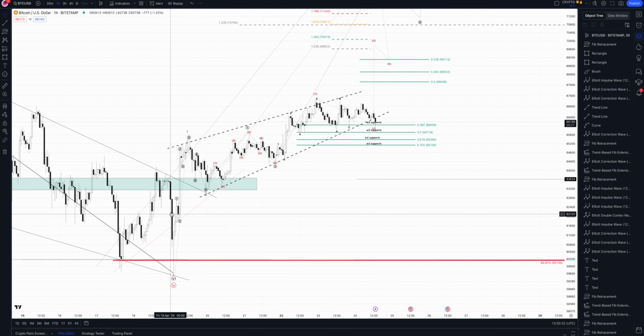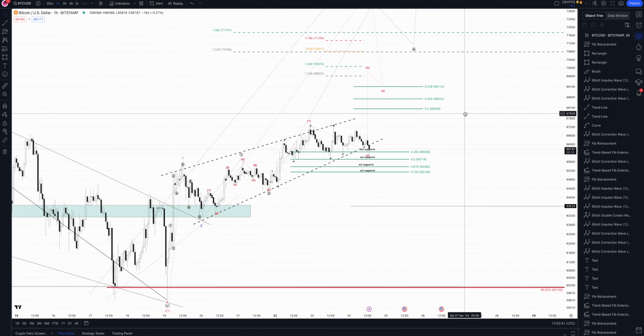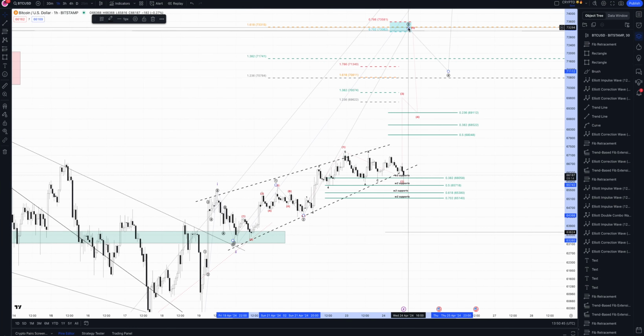Let's get back to Bitcoin over here. So we have our 5 waves up here for our wave 1. We have our 3-wave move down for our wave 2. And it looks like we're just carving out a wave 3 to the upside, right? And in doing so, it looks like we're just finding a little bit of resistance here, right?